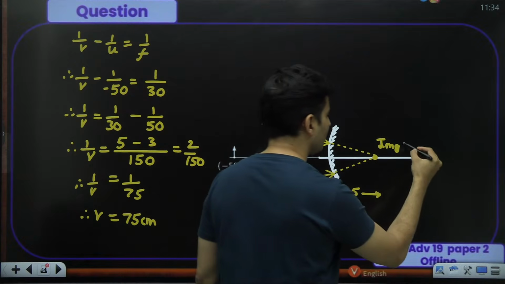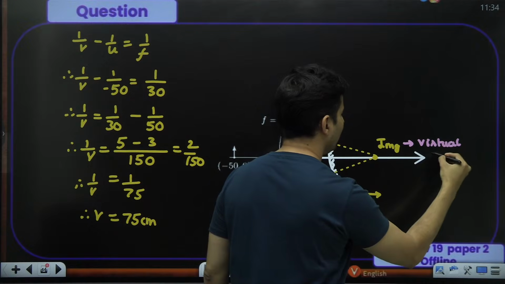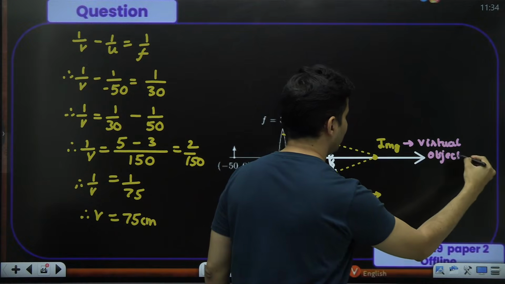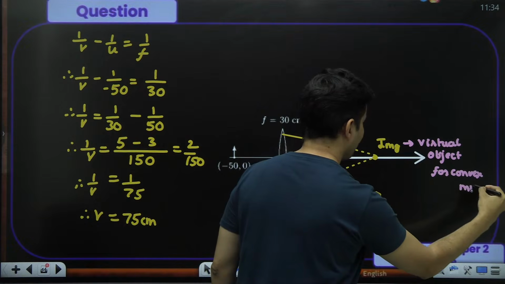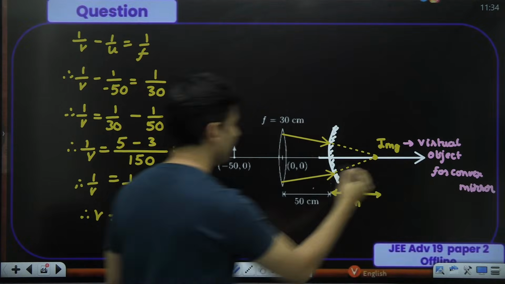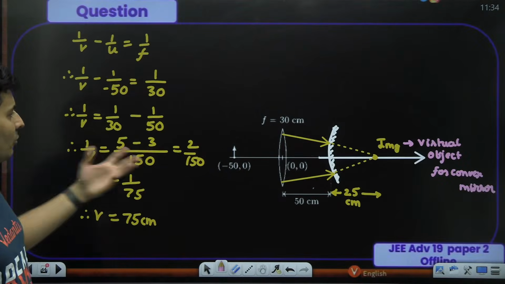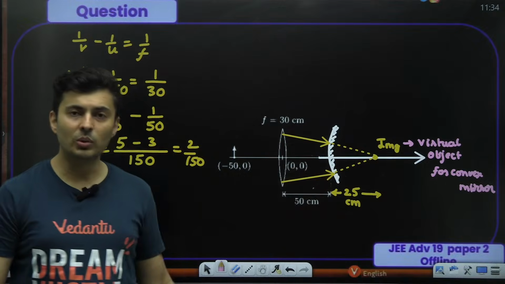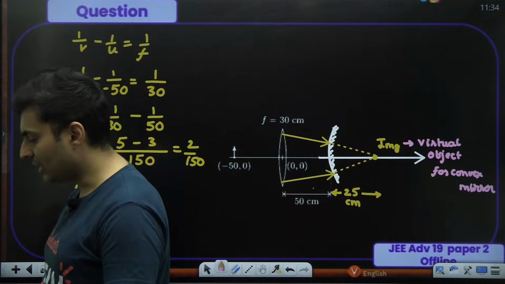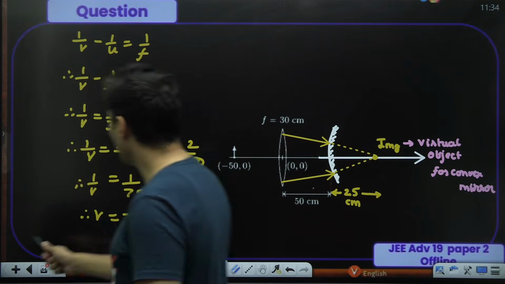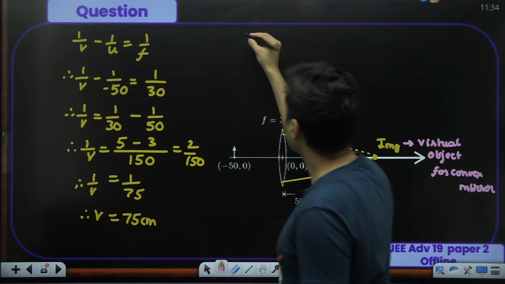So this image will now become a virtual object for the convex mirror. Is that right? That was a convex mirror. Perfect. And what will it do? It will make an image on the other side. So where will it form the image? Let's try to figure it out.